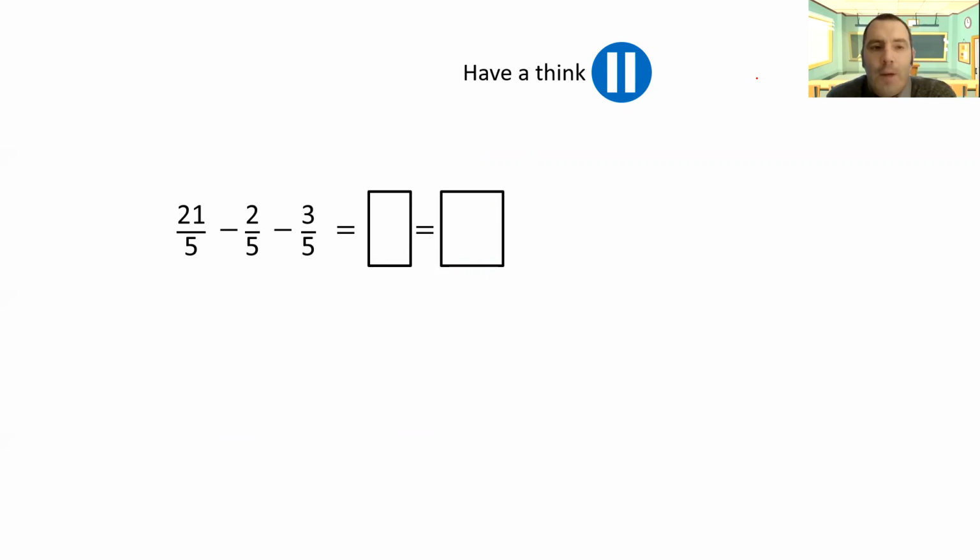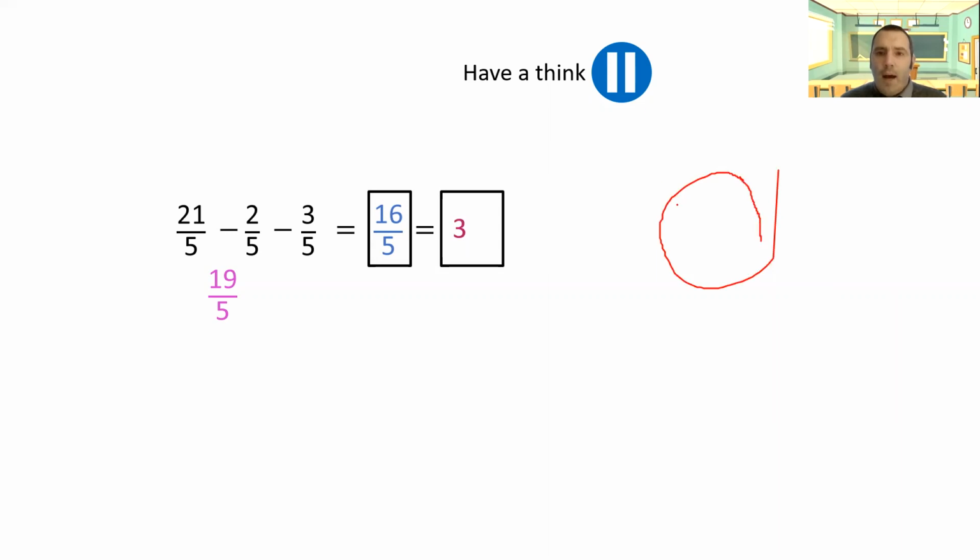Okay, how did we get on? So 21 fifths, take away 2 fifths, take away 3 fifths. 21 take away 2 leaves me with 19 fifths. 19 take away 3 leaves me with 16 fifths. Could leave 16 fifths as an answer, but we need to go one more step and make it into a mixed number fraction. So we use our part whole model.